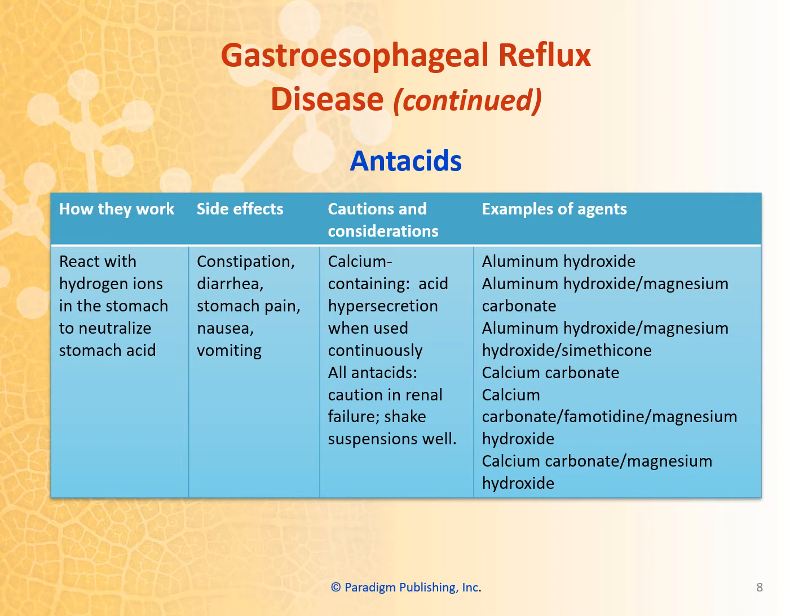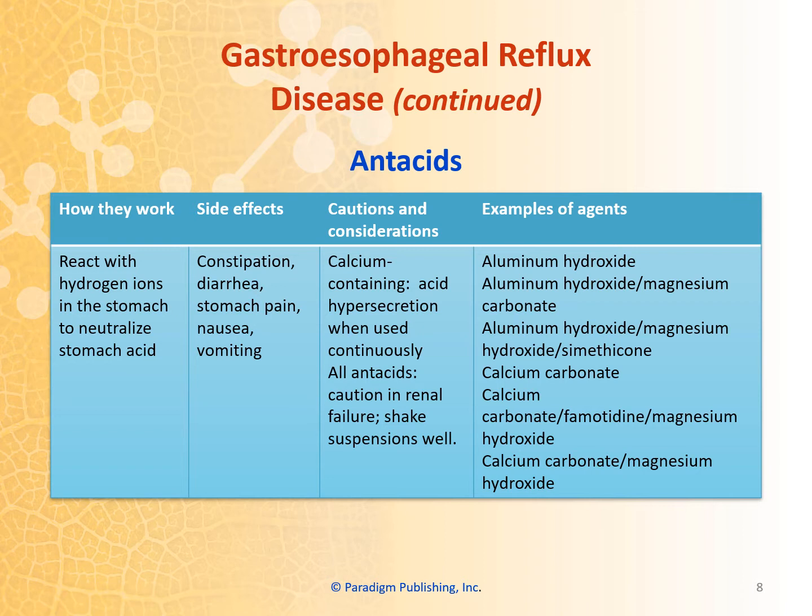So one of the main medications that's used to treat gastroesophageal reflux disease that's over the counter are antacids, things like Tums, Rolaids, anything that has calcium carbonate as a main ingredient. How they work is they react with hydrogen ions in the stomach to neutralize stomach acid.